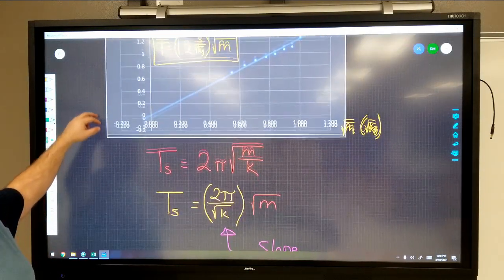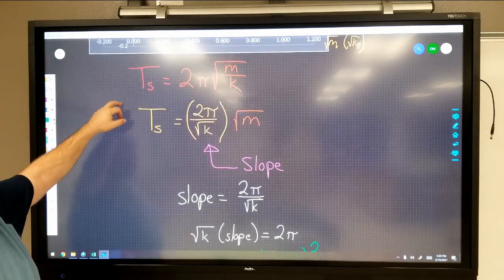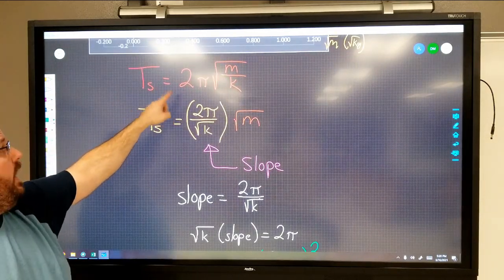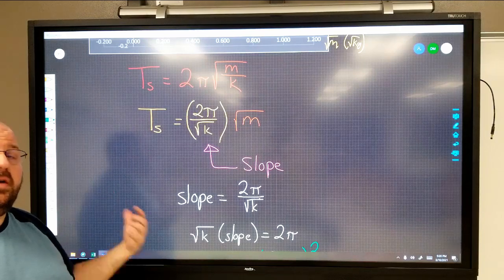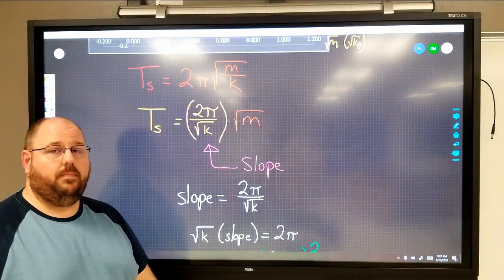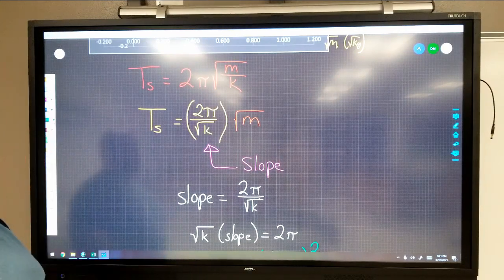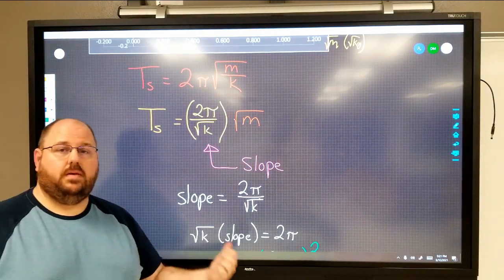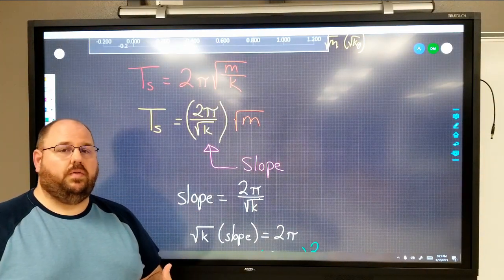And then since I theoretically know that that equation should look like this, I can use that to find one of the constants in the equation. And so in this case, the spring constant. So you guys are going to do something very similar, only you're going to do it with a pendulum.